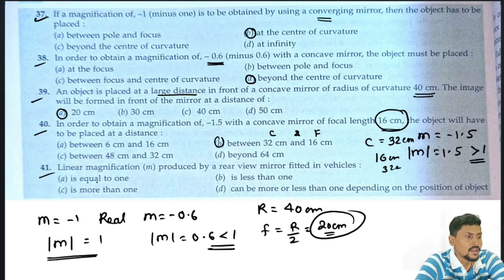Next question, linear magnification m produced by a rear view mirror fitted in vehicles is dash. So you know that convex mirrors are used as rear view mirrors. A convex mirror produces a virtual, erect and diminished image, and for that the magnification m is always less than 1. So the answer is option B, less than 1.